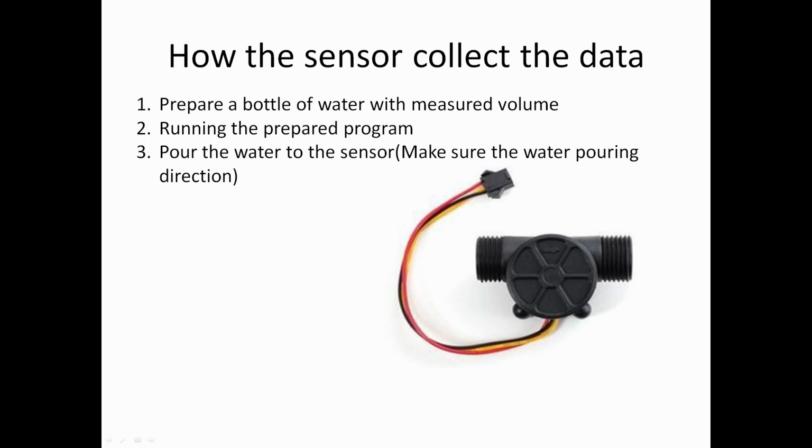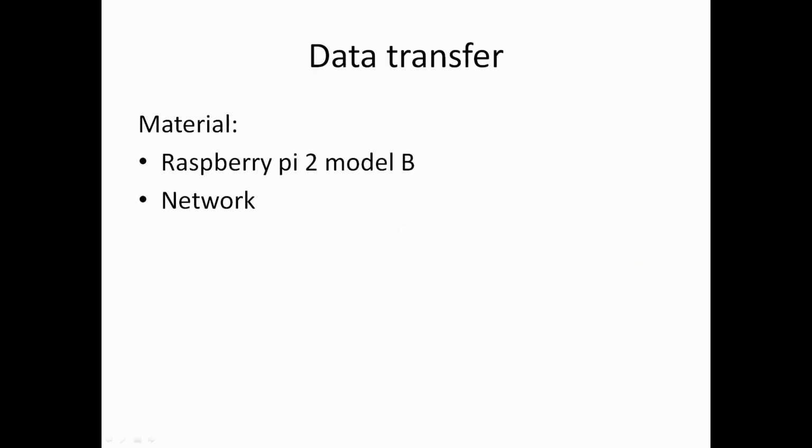About connecting the sensor to the data, actually you can run the program and insert the water by the faucet, but it is hard to confirm how much water is poured into the sensor. So I prepared a bottle of water with an approximate volume, and I measured about 300 ml in the demo video. Then run the program and pour the water. Make sure the water is poured following the direction, which can be confirmed by the arrow behind the sensor. Now move on to the data transfer part.